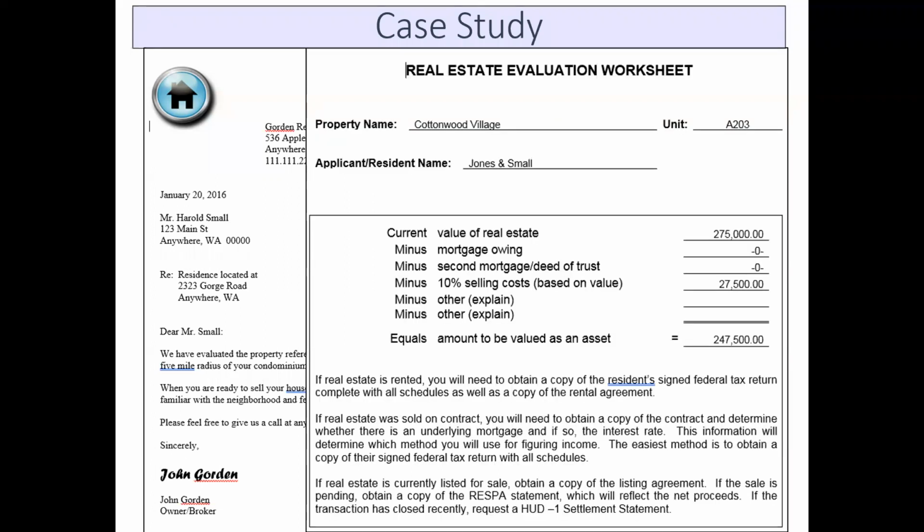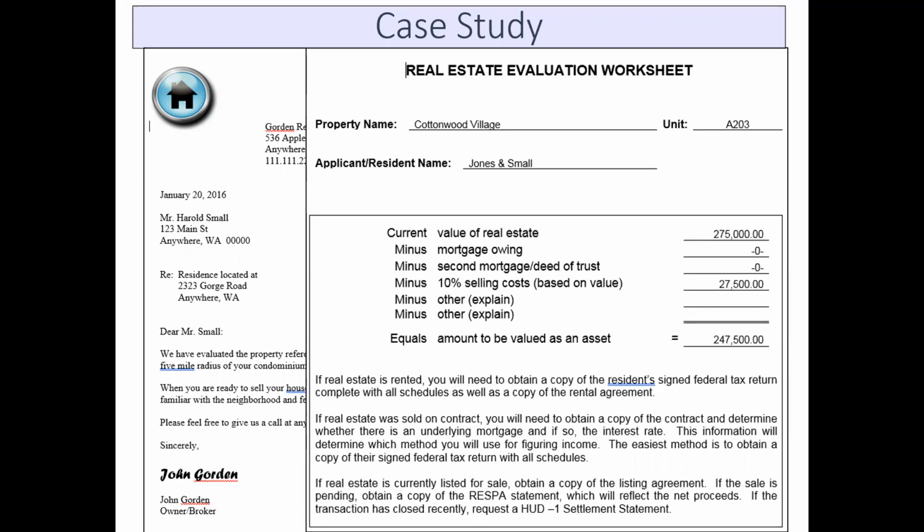So we have a real estate evaluation worksheet, and in this case, we're going to assume that Harold doesn't owe any money. If he did, you would subtract out his mortgage on the second line there. And then you're always allowed 10% for selling costs, and that 10% is based on the full value of the house, not after the mortgage is out. So that 10% of $275,000 is $27,005, and we're going to subtract that out.